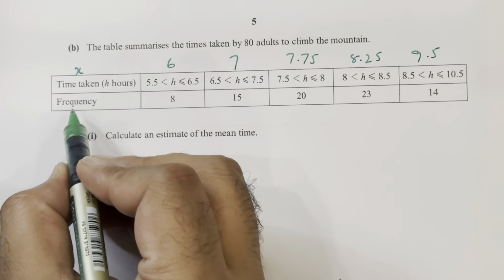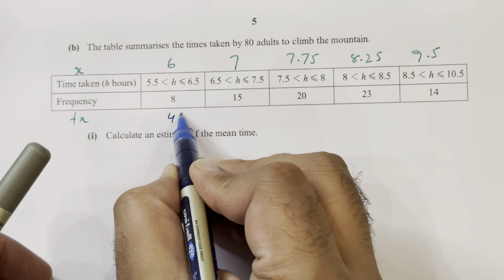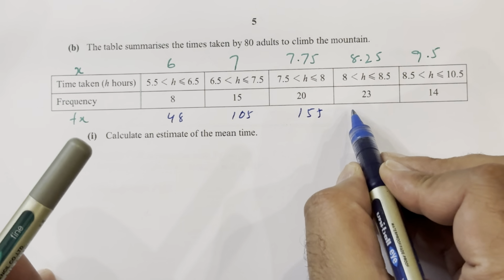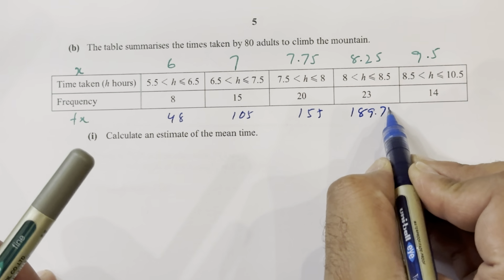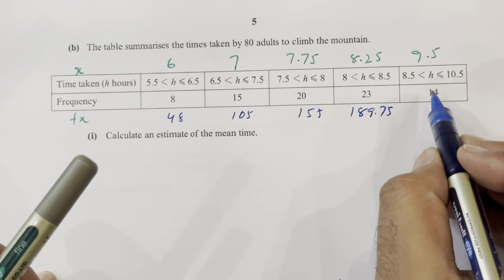Now you need to calculate f times x. How would you calculate fx? By multiplying frequency by x. This would be 48, 6 8s are 48, 15 7s are 105, 20 into 7.75, you get the value 155, 23 into 8.25, that would be 189.75, and 14 into 9.5, it would be 133.